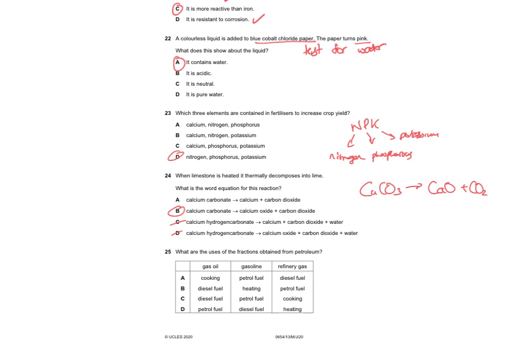What are the uses of fractions obtained by petroleum? So gas oil, what's gas oil used for? Okay, it's used for diesel fuel, so we can cancel these two out. Gasoline is used for petrol fuel, and just check, refinery gas is used for cooking. So 25 is C. And if you weren't sure, you might be able to have just known this answer. So refinery gas is methane, like we have in the Bunsen burners or like you have on your stoves at home.